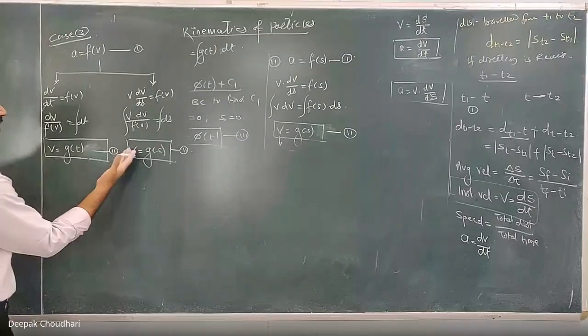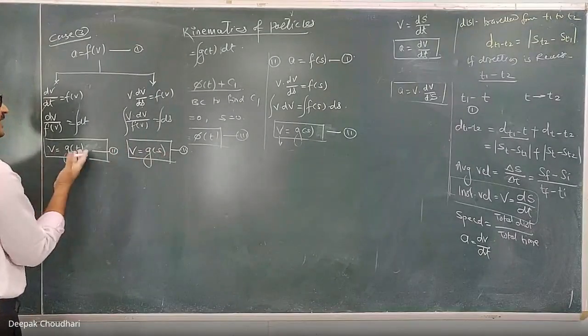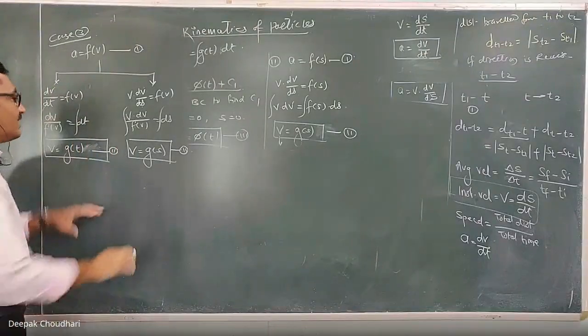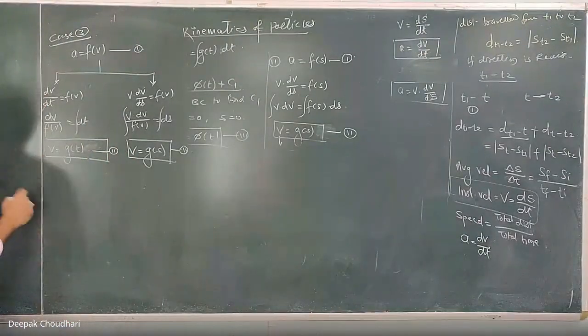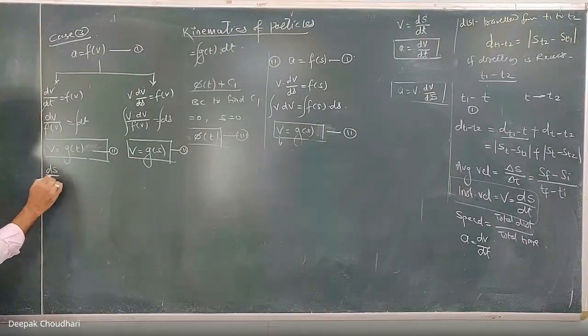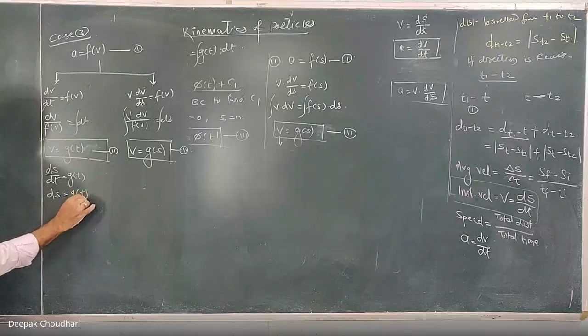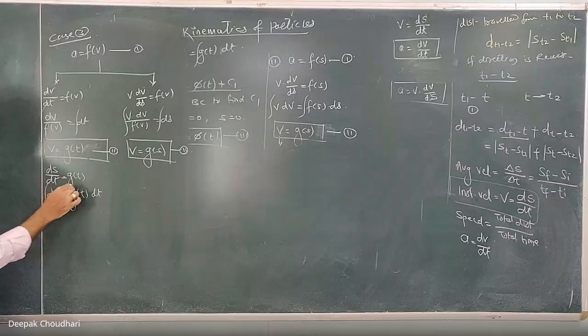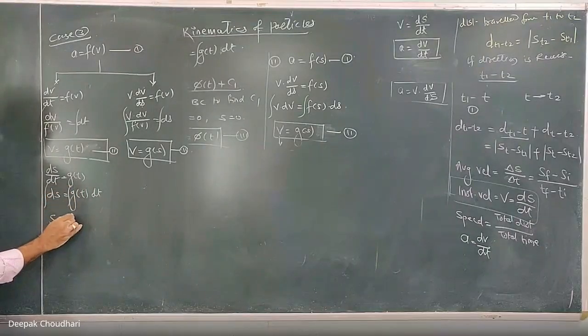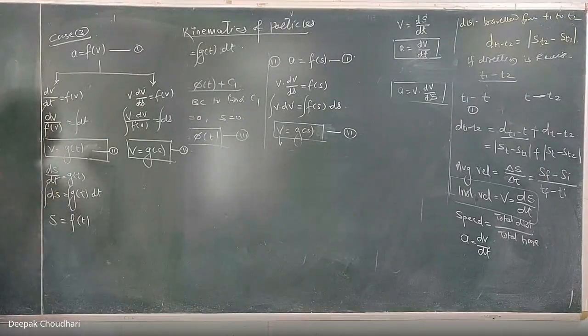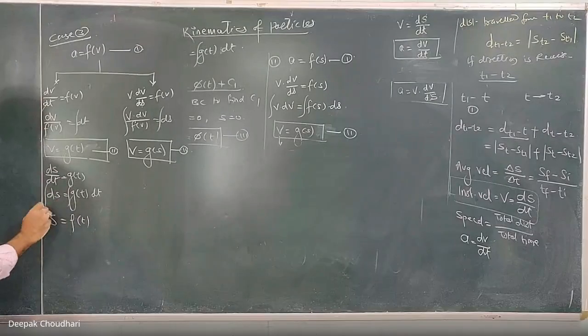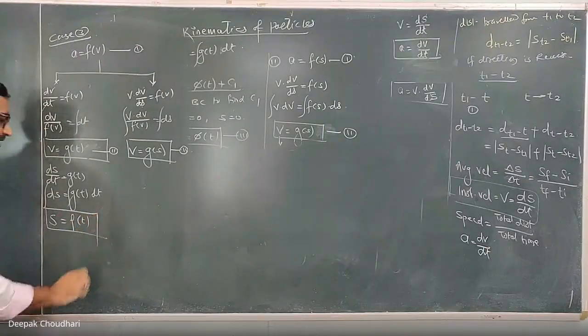Whether you want the equation in terms of v and s or v and t, accordingly you have to solve. If I solve it further, what will happen? If I replace this v by ds by dt equal to g of t, if I separate the variables, ds equal to g of t into dt, and if I integrate both sides, I will get s as some other function of time, let it be f of t, plus constant. Don't forget that constant of integration. And you have to use the boundary condition for this. So you will get s as a function of time t.